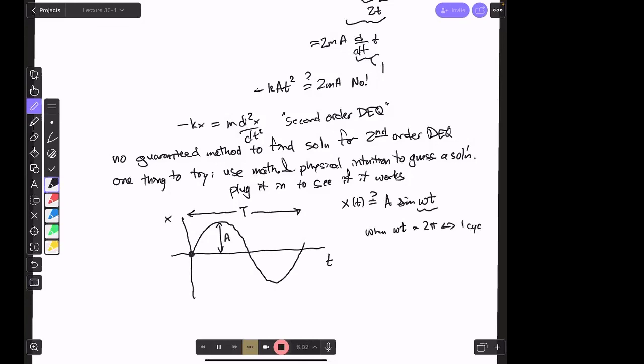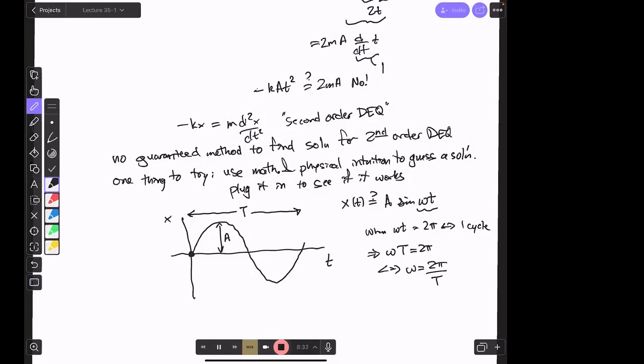Right, so omega t starts at 0. When it reaches 2 pi, you've gone through one cycle. So that means that omega times the period, capital T, is equal to 2 pi, or as usual, omega equals 2 pi over capital T. So this is the angular frequency that we've encountered before. Same formula as that angular velocity for something that's going in a circle.